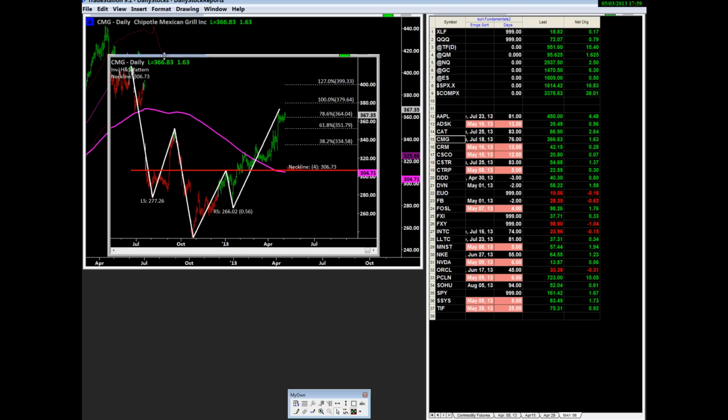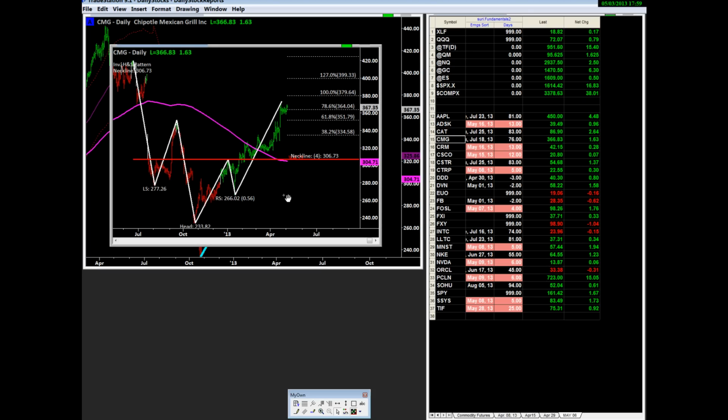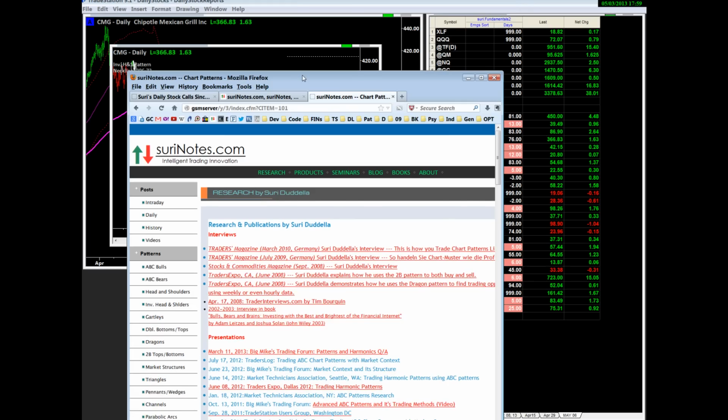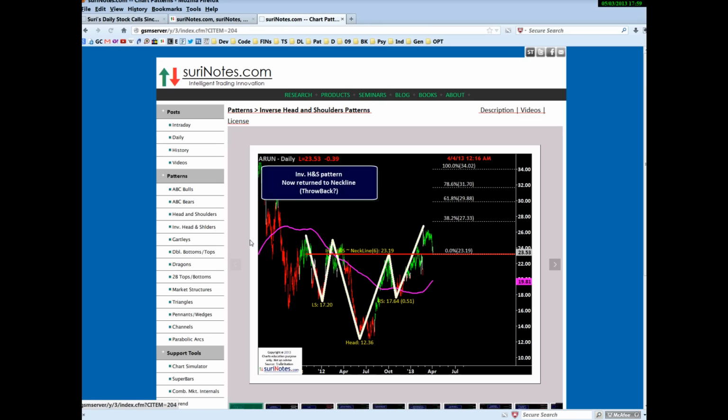Chipotle has an inverse head and shoulder pattern. My target for the inverse head and shoulder pattern in Chipotle is $379. So let's quickly go into my new website and see how this inverse head and shoulder pattern would show up. Here it's showing you ARUN is one of the patterns.